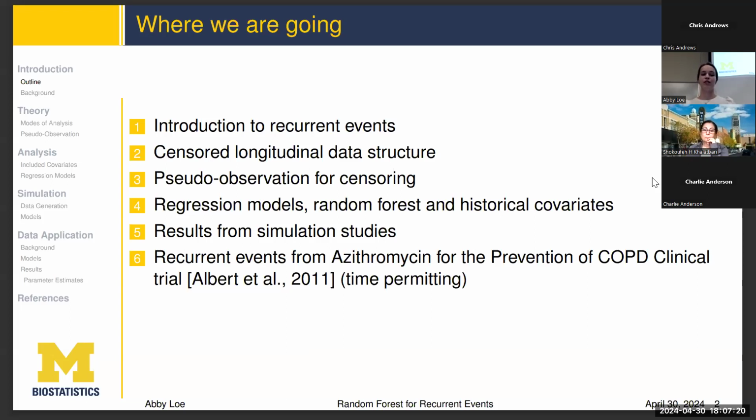Then we'll briefly go over some regression models, including a random forest for historical and recurrent events, as well as thinking about what kind of historical covariates we can include in our random forest and regression models. Go into some results from a simulation study, and then if we have time, we'll go over a quick data application.